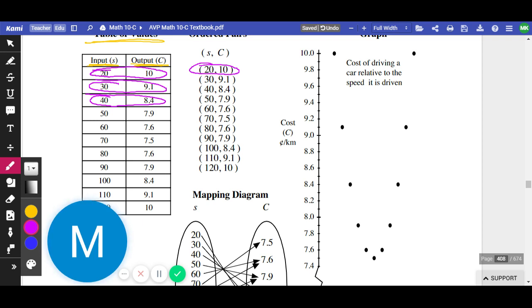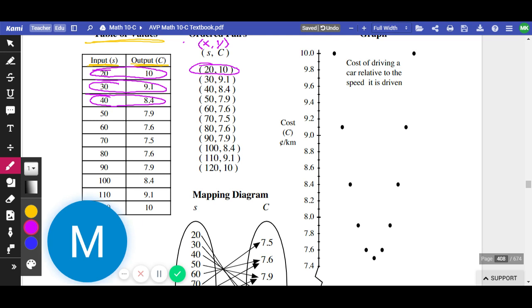Typically we see it as X, comma, Y. But technically, those letters could be anything, right? As long as it's an independent and a dependent, or an input and an output, you could put it in an ordered pair and write it like that.